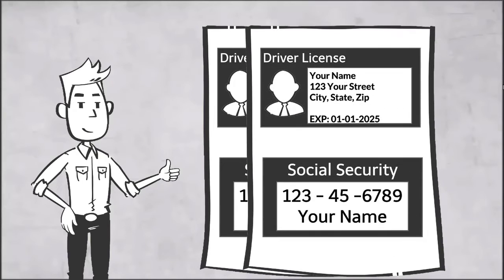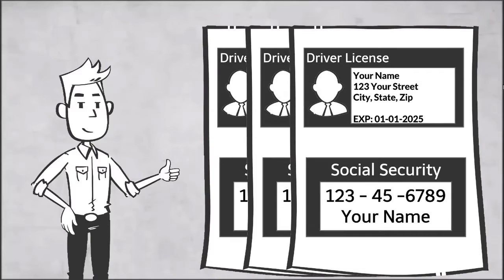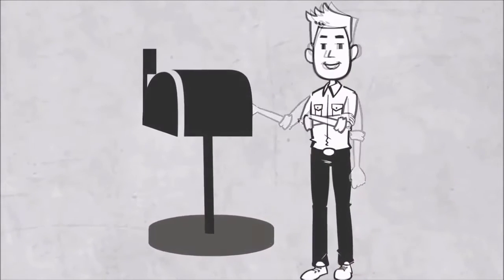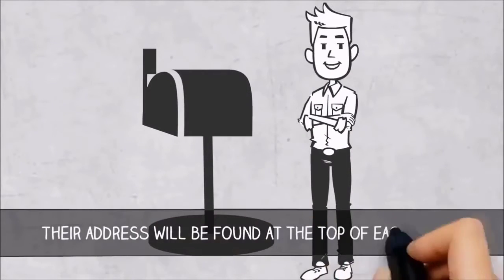Make sure that you have 3 copies of your ID page, as you will need to attach 1 copy to each of the 3 letters before sending them out. After reviewing your letters and adding a page of identification documents, sign and mail them to each credit agency. Their address will be found at the top of each letter.